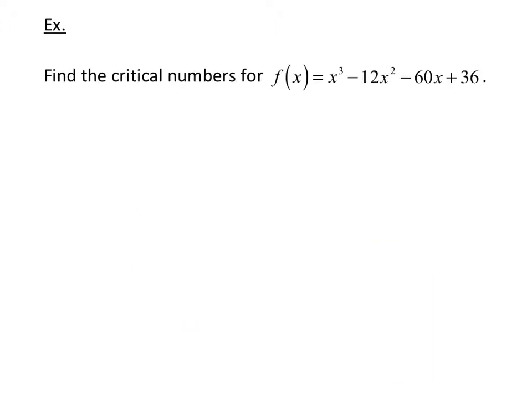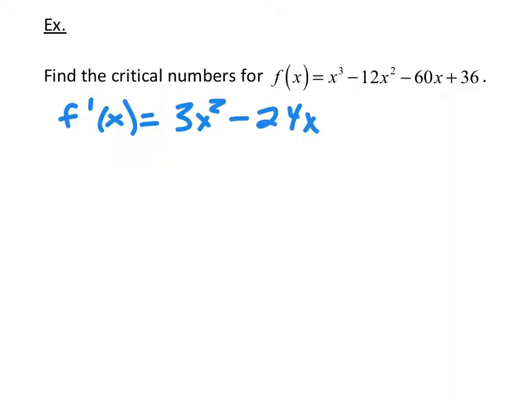So our first example says, find the critical numbers for f of x is equal to x cubed minus 12x squared minus 60x plus 36. So first step, by definition, the critical numbers are where either f prime is equal to 0 or f prime does not exist. So the first thing I need to do is find f prime. Now this is a really easy one to begin with. This is just simple power rule here. I end up with 3x squared minus 24x minus 60 is equal to f prime of x.